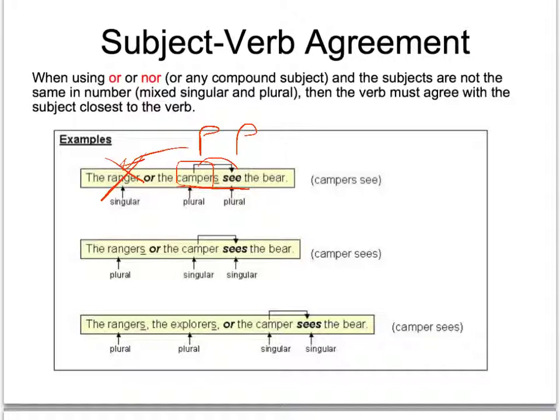Look at this example. The rangers or the camper sees the bear. Rangers is plural, camper is singular, so you're going to use a singular verb in this case. On the last one here, the rangers, the explorers, or the camper sees the bear. So rangers is plural, explorers is plural, camper is singular, so you use a singular verb.